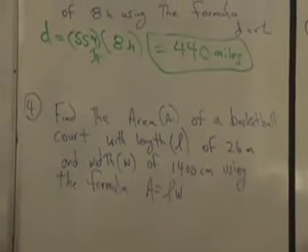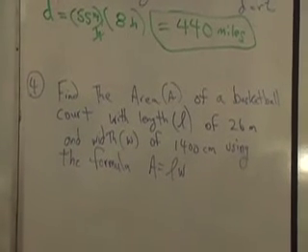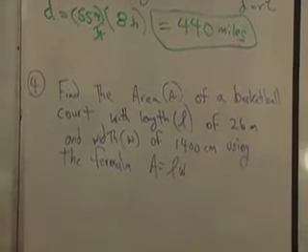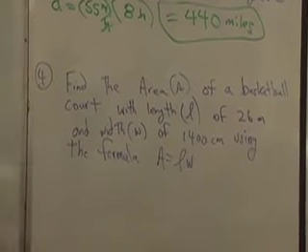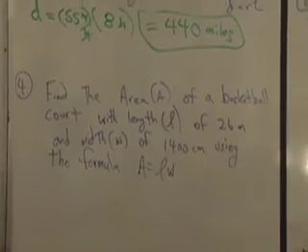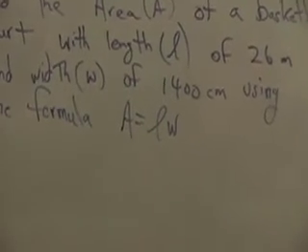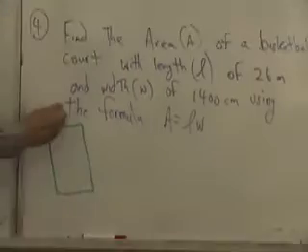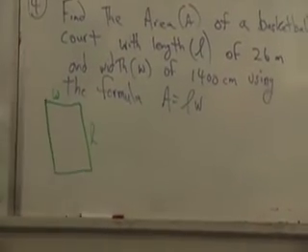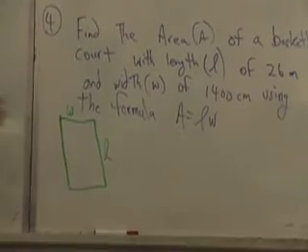Find the area of a basketball court with length of 26 meters and width of 1,400 centimeters using the formula A equals L times W. Good. So the formula is length times width. We know that, but it's always good to draw a diagram. Get in the habit of it, folks. So our basketball court will be something like this, and if this is W, then this will be length. And we're actually given those values, so we might as well draw them in.